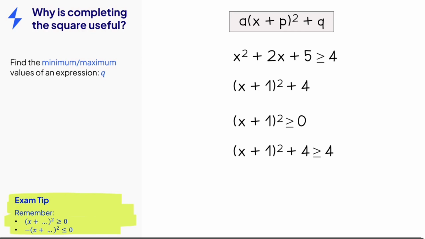Once we've completed the square, we can spot the minimum or maximum quickly. It will always be the value q, and if a is positive, it will be a minimum, and if a is negative, it will be a maximum. So this one here, it will be a minimum, and it will be negative 7. This one's got a negative in front, so it'll be a maximum, and it will be 5.